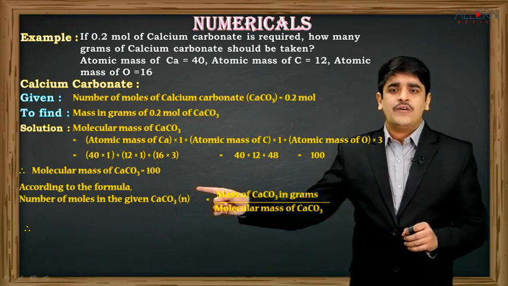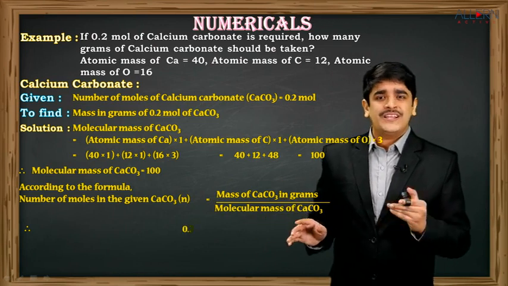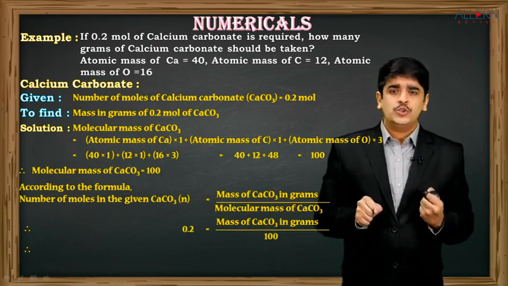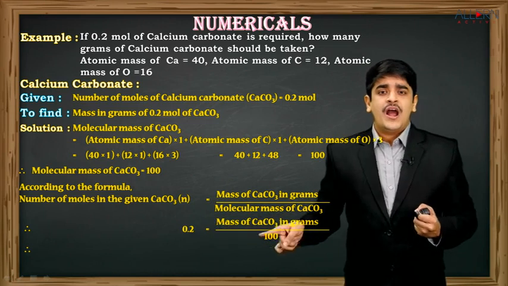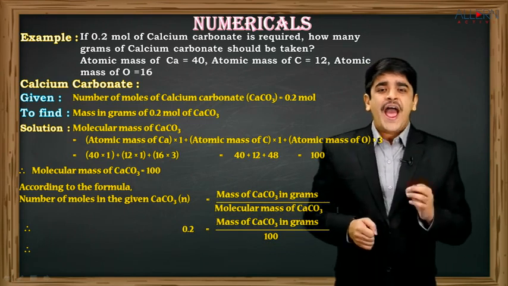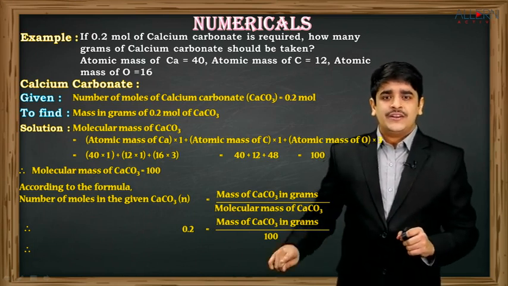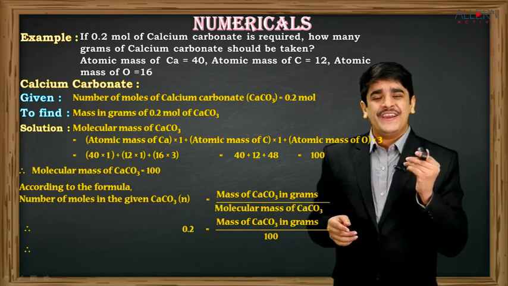Now, you have 3 values. You have 1, 2, 3. Out of those 3, 2 are always given. Let's substitute. So, we want 0.2 moles. That's what we substituted here. 100. From where did we get it? You and I just did it together. Correct? And mass of calcium carbonate is something that you need to calculate. Take this 100, put it over there, 0.2 into 100.